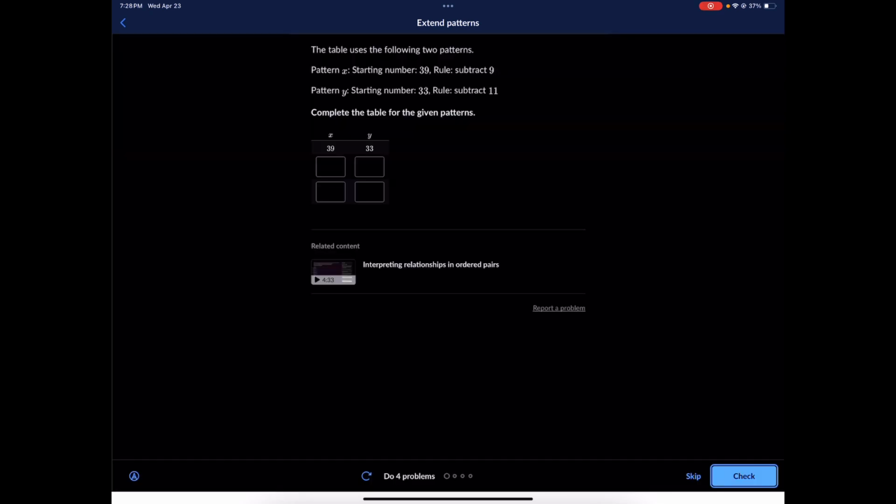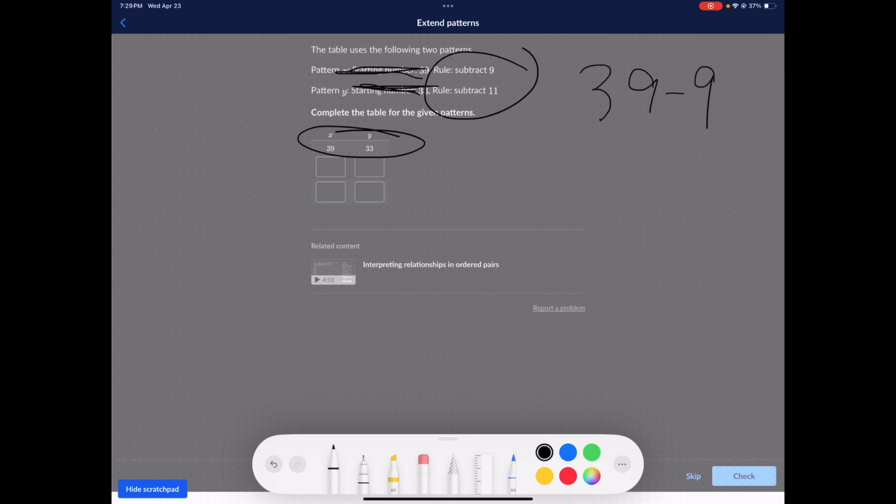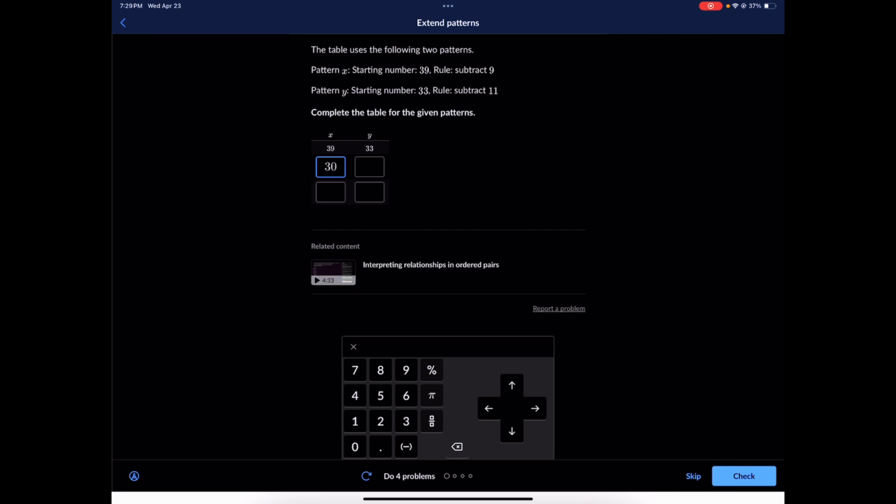So here we go. The table uses the following 2 patterns. Pattern X, starting number 39. Okay, so again, we do not need to know the starting number. The only things we need are this and this. So we have the rule to subtract 9. So we have 39 minus 9, which is 30. And then we subtract that by 9, and that will be 21. Good. So that means that we have 30, and we have 21.